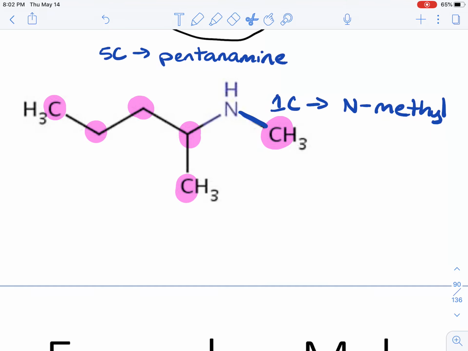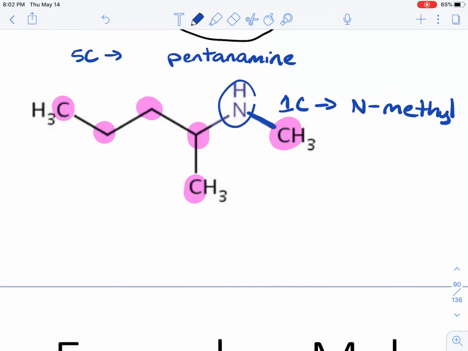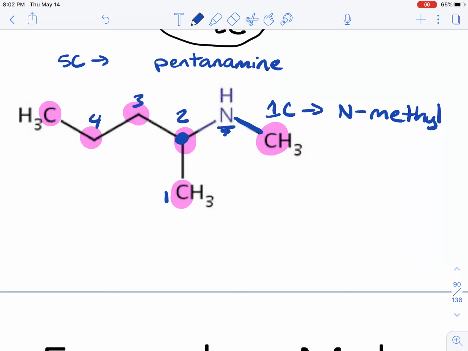And so if you guys are looking at this structure, I want you guys to notice that this nitrogen is not covalently bonded to the end of that carbon. And so since it's not covalently bonded to the end of the carbon, then we need to communicate to the reader what carbon number this nitrogen is bonded to on the longest carbon chain. And so it turns out that it's bonded to the second carbon. So this is 1, 2, 3, 4, 5. And so we're going to put a 2 dash in front of pentanamine, to indicate to the reader that this amine is located on carbon number 2.